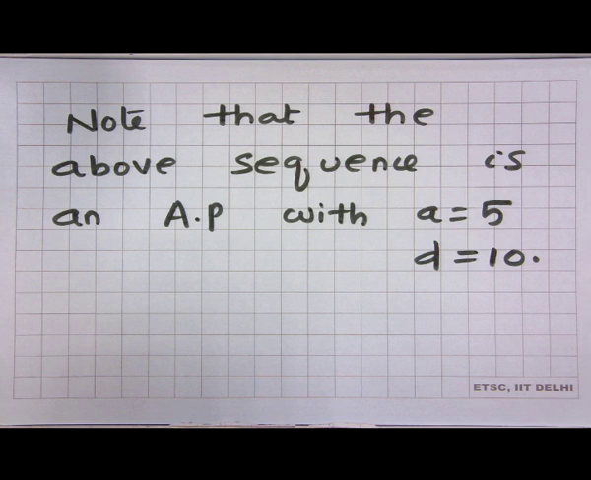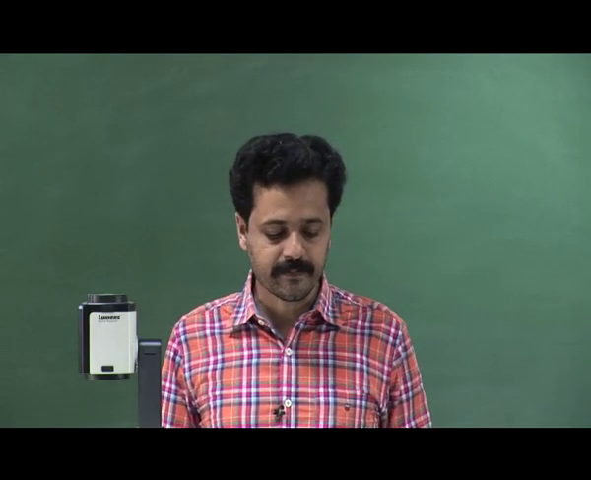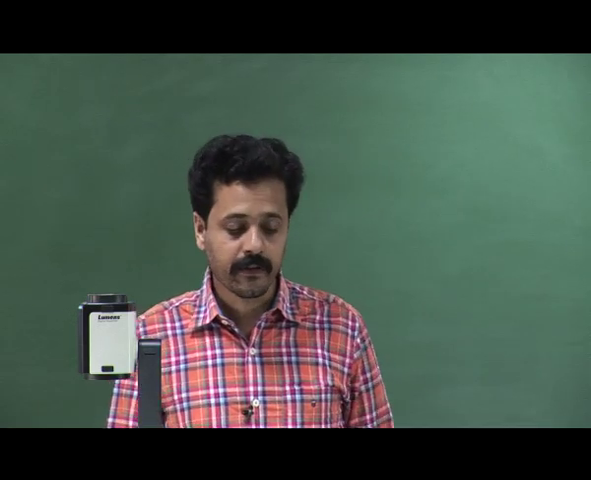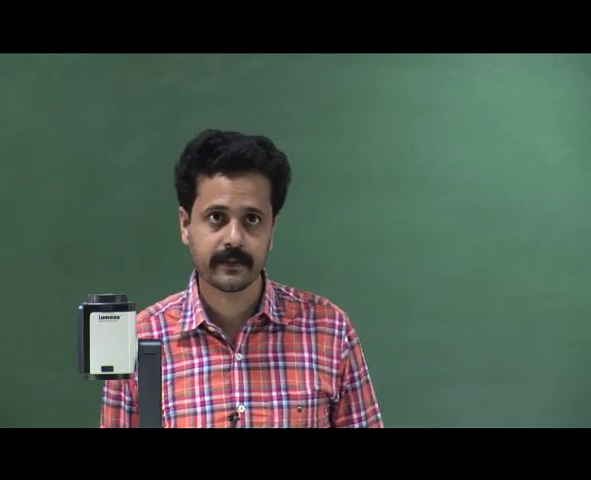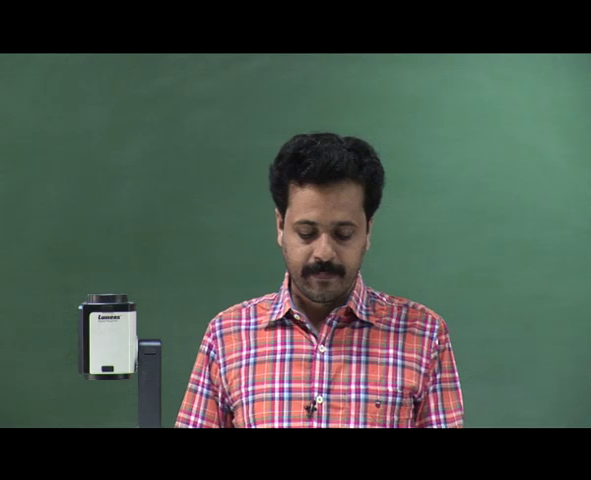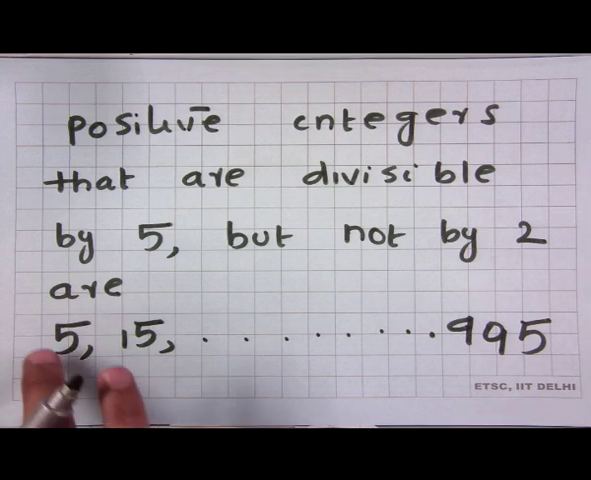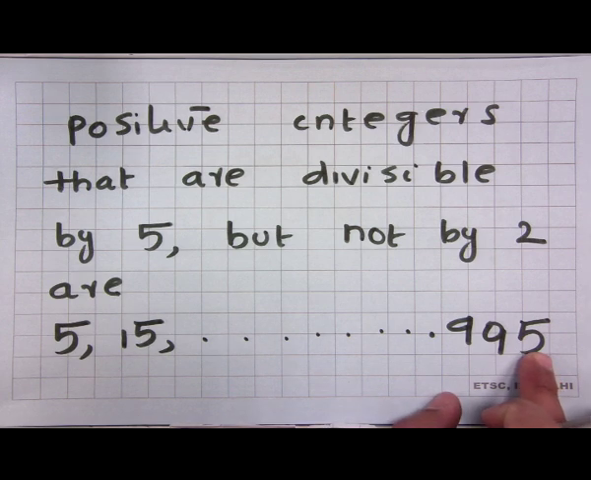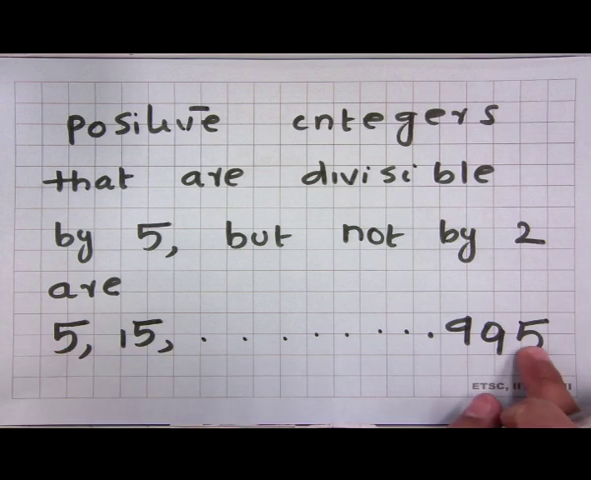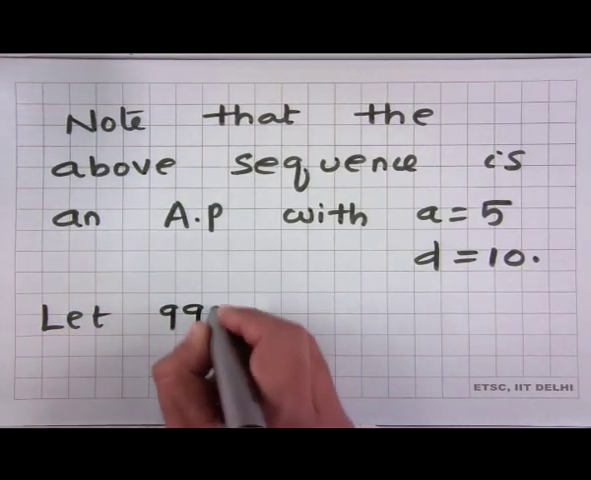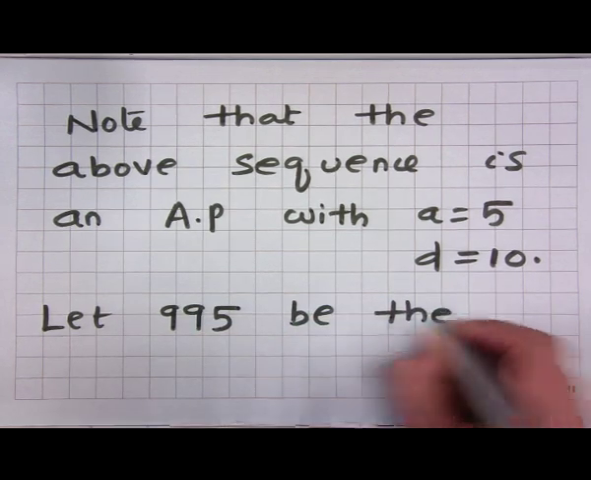As in the previous problem, let us recall that sum of first n terms of an AP has two formulae. However, both need the number of terms that are required to be summed. Therefore, as the next step, we shall find how many terms are there in this AP starting from 5 up to 995. To this end, let 995 be the nth term.